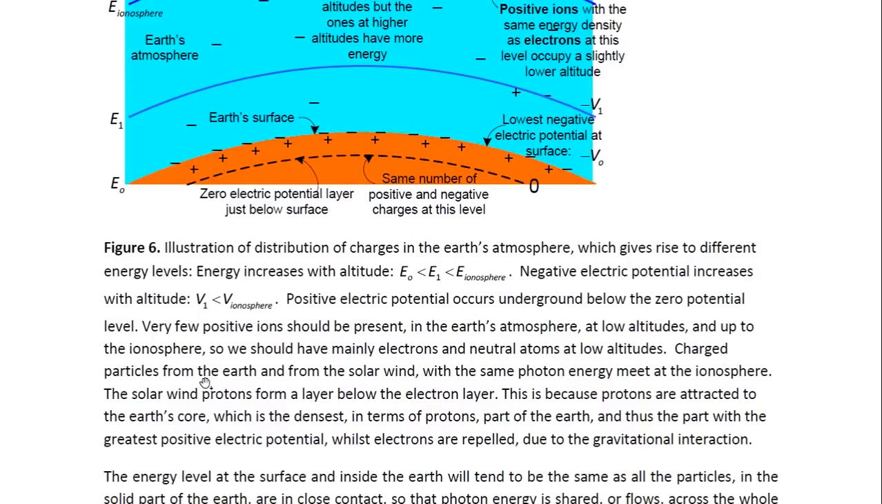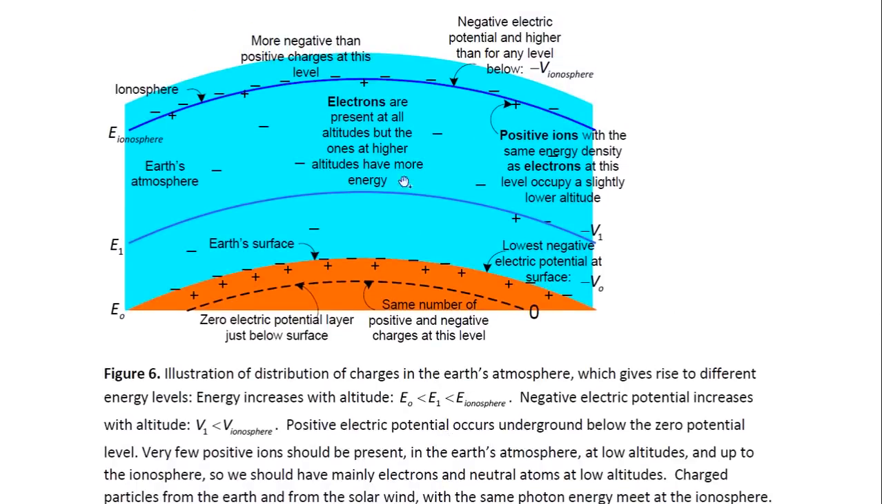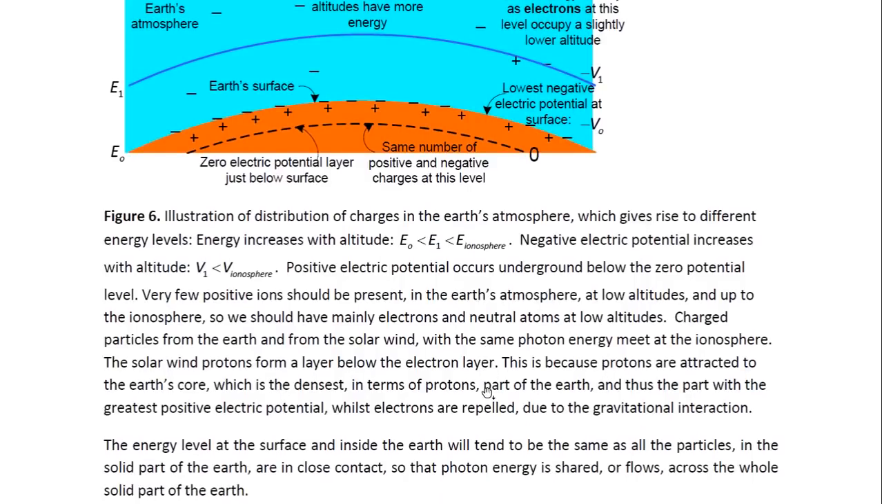So we have charged particles from the Earth and the solar wind meeting at the ionosphere. And this means that we're going to get more electrons, and the concentration of electrons sometimes increasing in the ionosphere because there are electrons coming in through the solar wind. And this is why this region often will drive lightning, storms, and so on. And I explain in the next diagram how lightning then occurs.